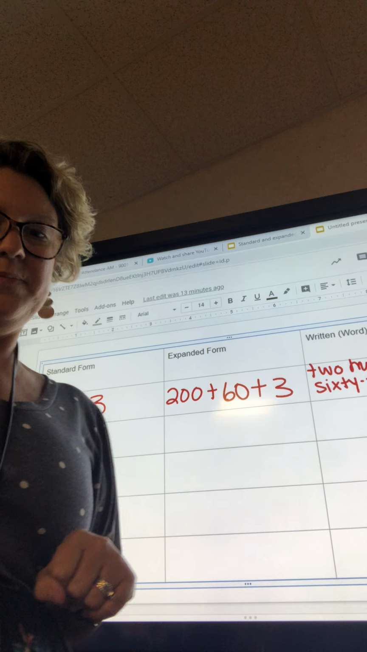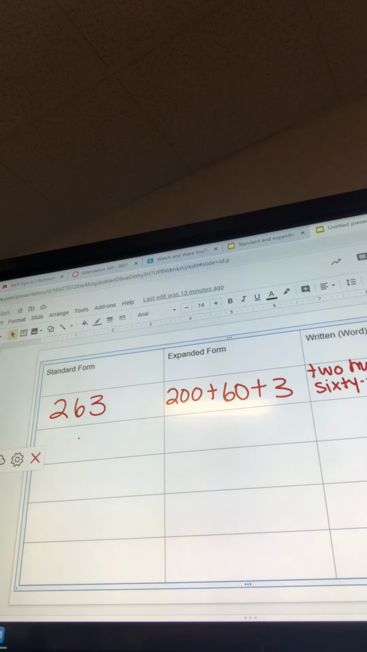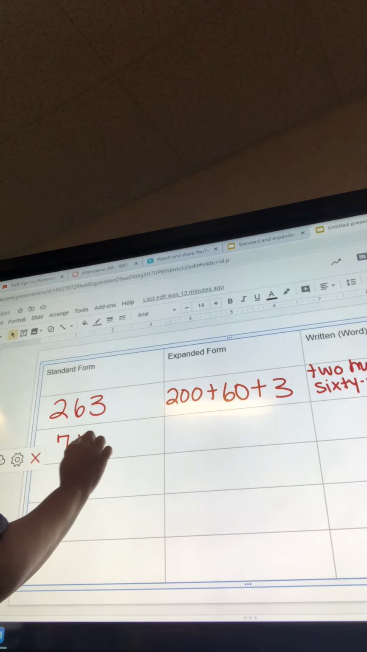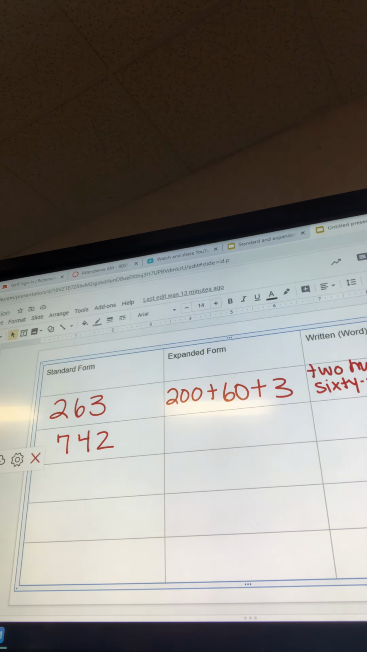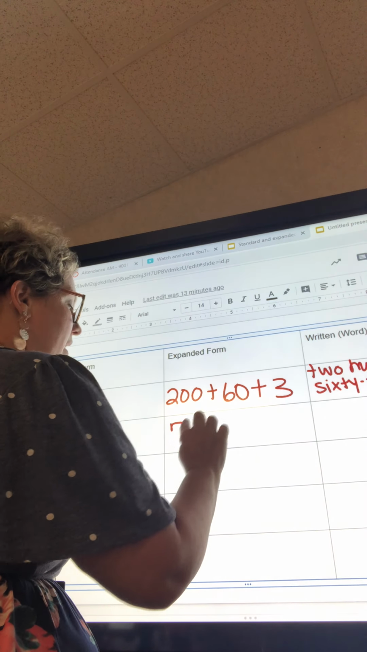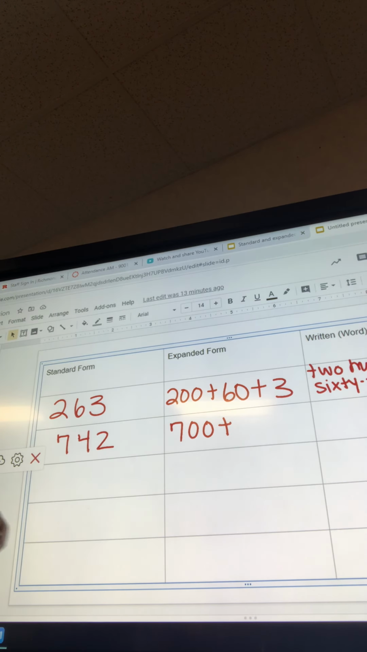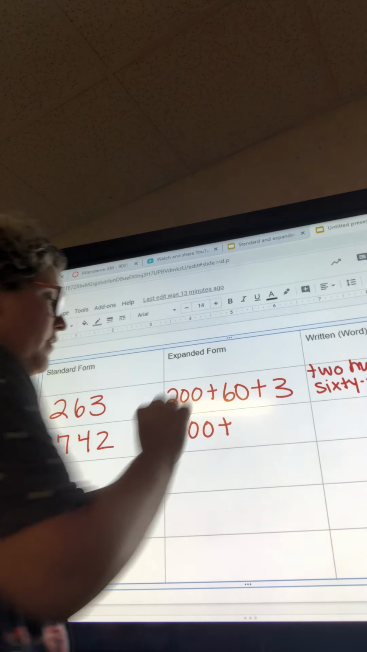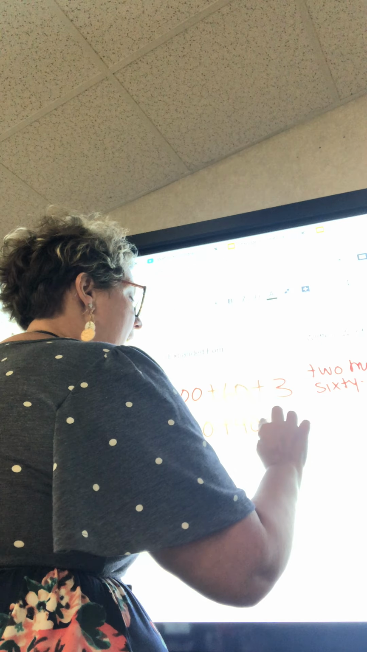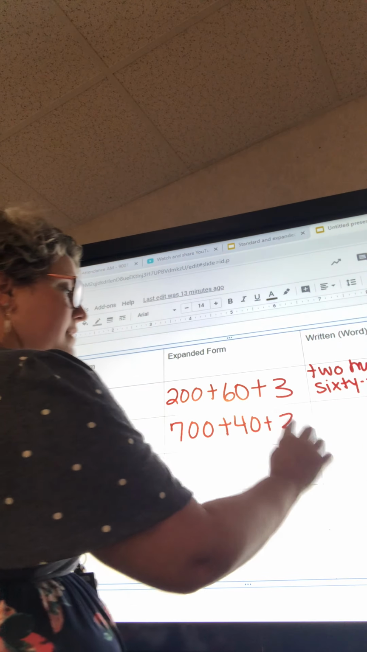Let's try another one. My next one, I'm going to have 742. So I'll start with standard form again. I want to take a look at my places to figure out how I'm going to expand it. I have a 7 in the hundreds, so I'm going to have 700. I have a 4 in the tens, so I'm going to write 40. And in the ones, I want to write 2 because that's how many I have there.